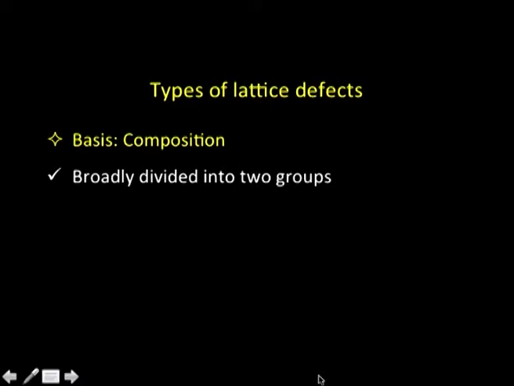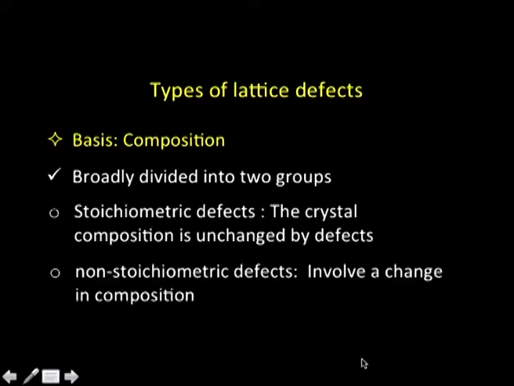One basis could be the composition, and broadly on the basis of composition we can put these lattice defects into two groups. One happens to be stoichiometric defects, that means as the name suggests, the stoichiometry, that is the crystal composition, is unchanged. The defects are there, but the stoichiometry of the crystal does not change. And second happens to be non-stoichiometric defects, wherein the composition of the material does change. That is one basic way of looking at defects.